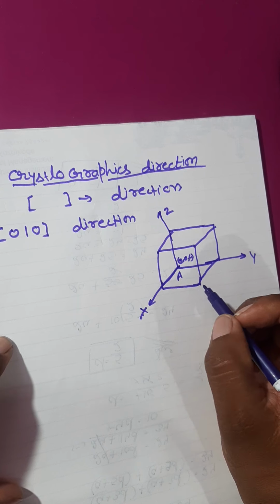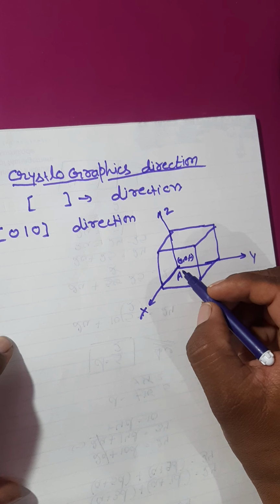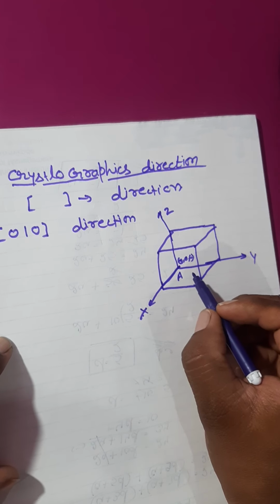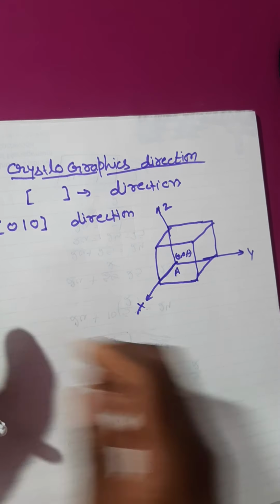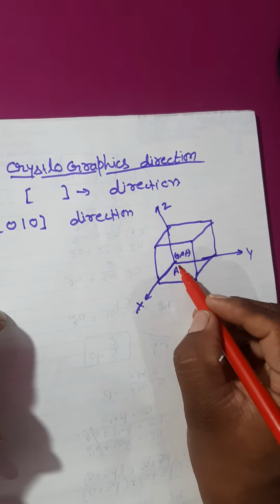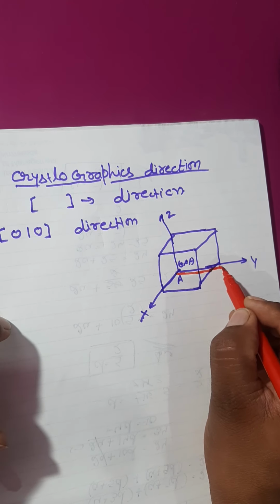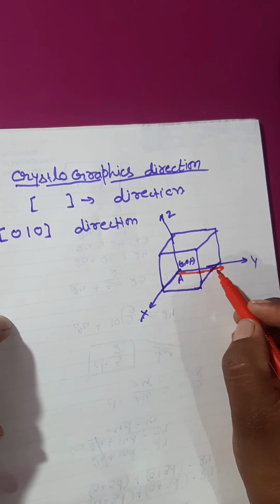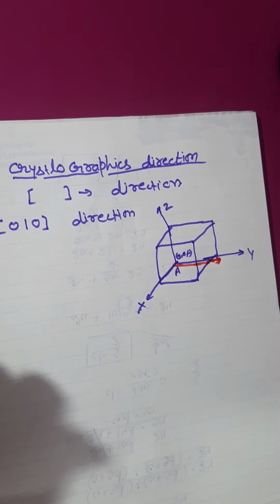In this example, we have x equal to 0. That means we move toward the x direction 0 values, and in the y direction the value given is 1, so we mark it as 1, and the value in the z direction is also 0, so the direction of Miller indices should be towards the y-axis.